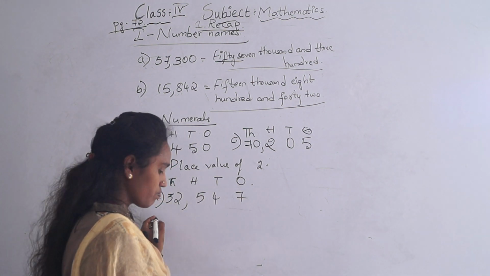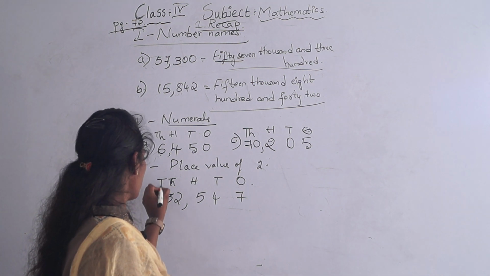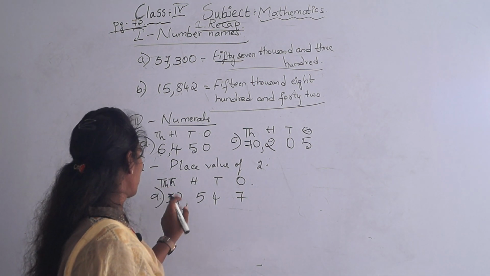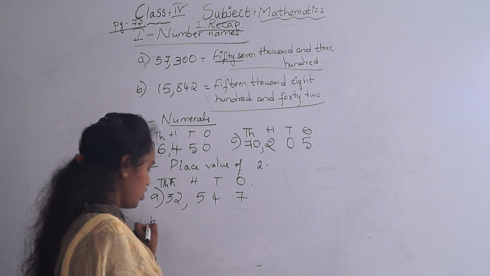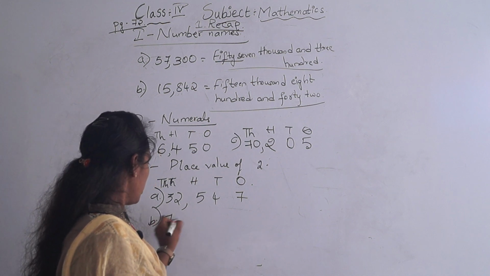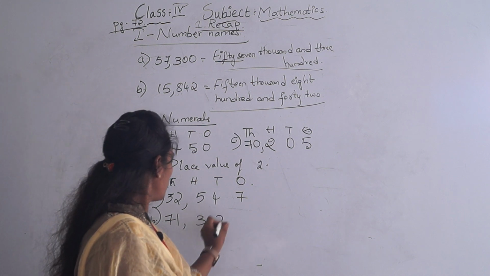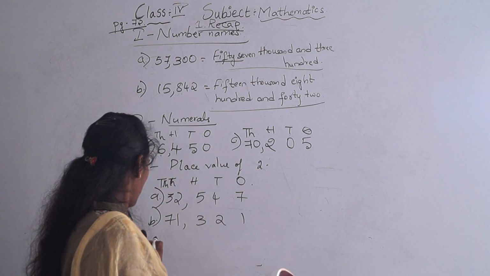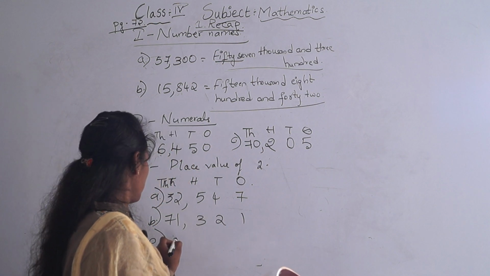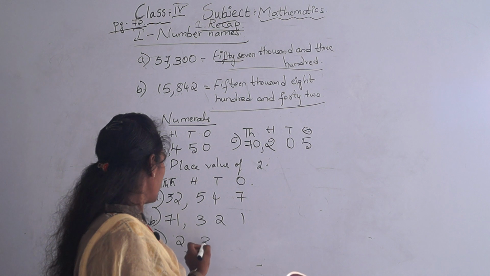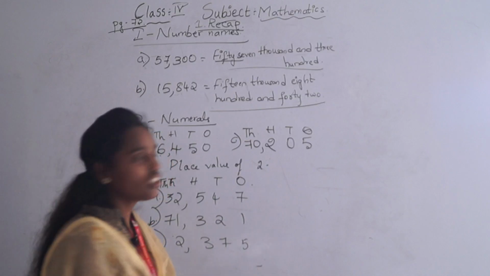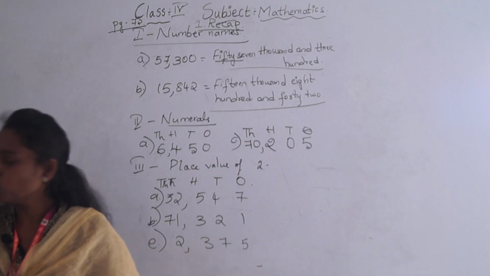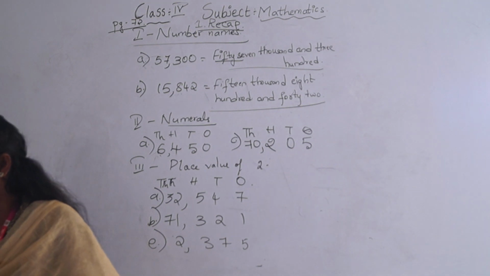32,547, thousands, 10,000s. Okay. Next, 71,321, and E bit. Let's see. 2,375. Okay, children. Now we don't want all place values here.